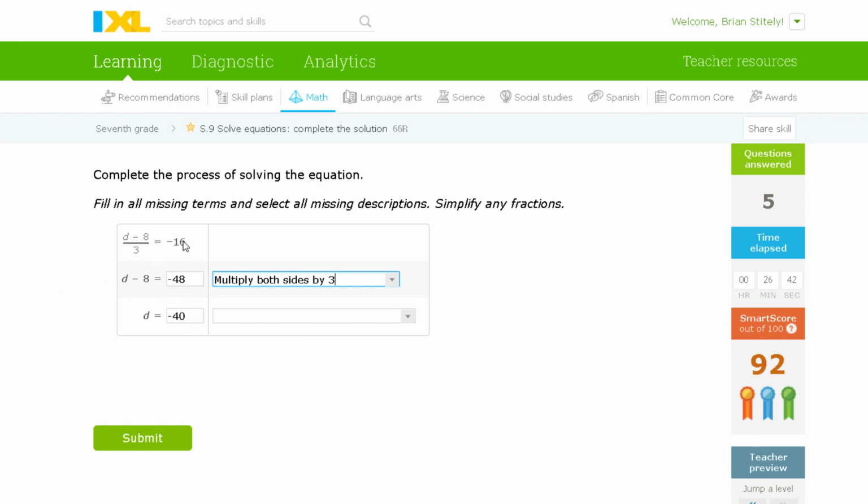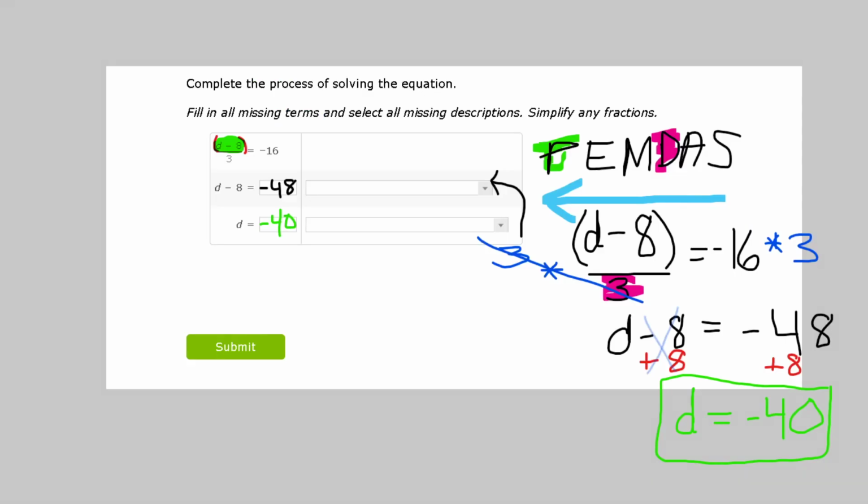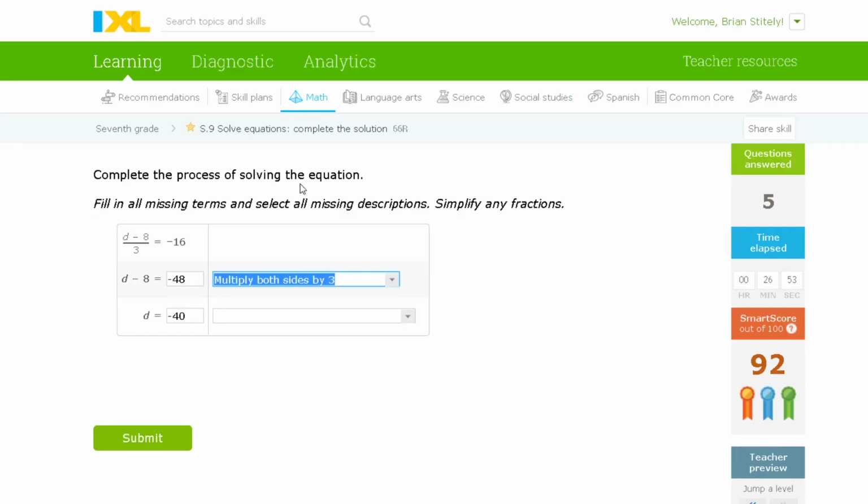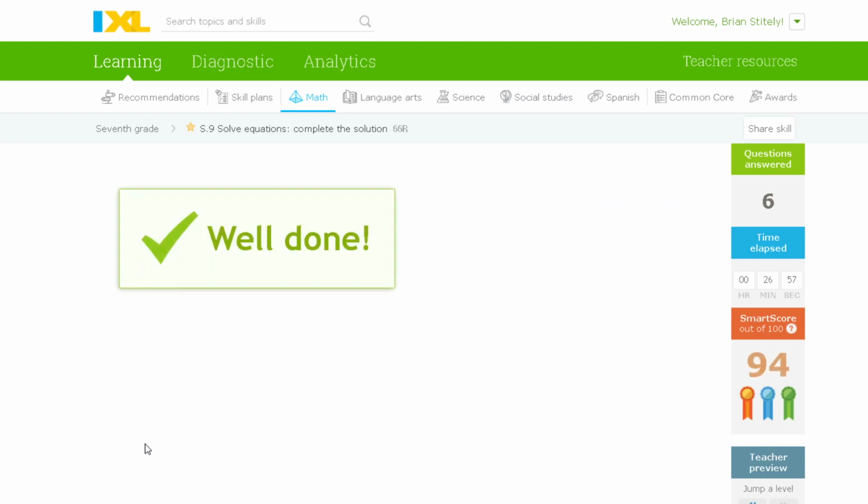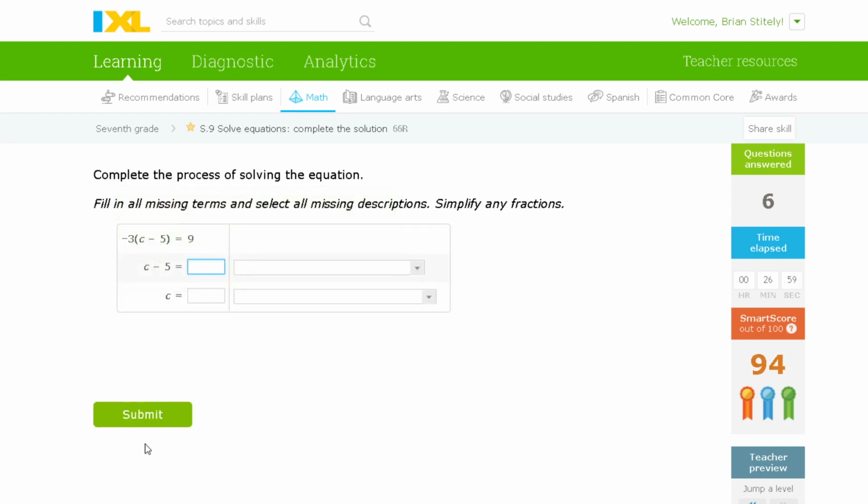And then from there, we had just D minus 8. So we added 8 to both sides. And then we were done. Alright, this will be the last one I cover for today.